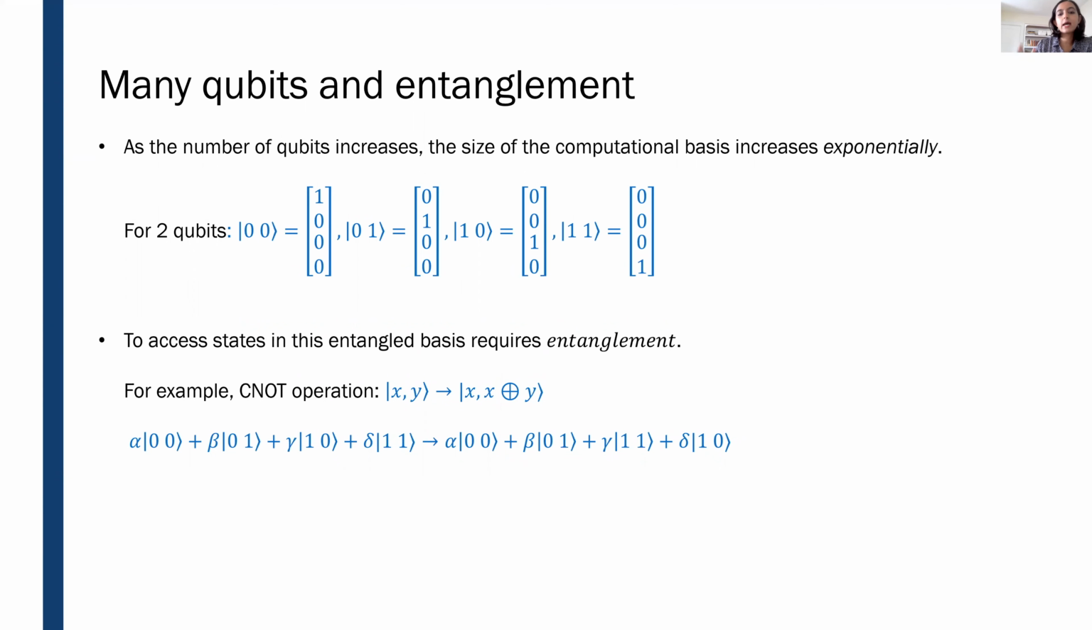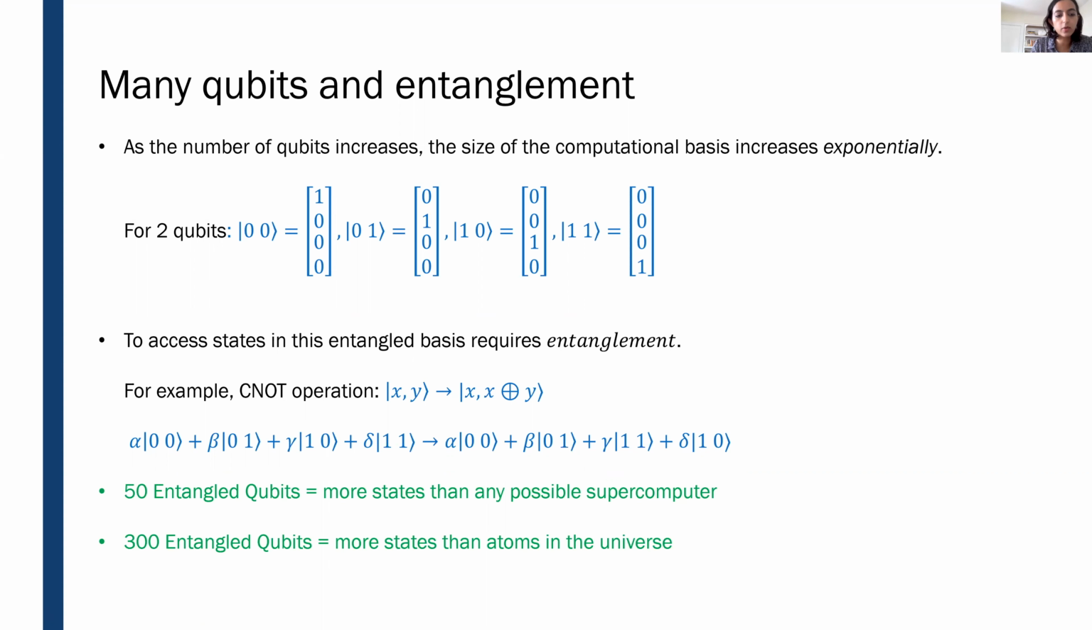So for example, an example of an entangling operation is a CNOT operation. So when you act with a CNOT on 2 qubits, one in state X and one in state Y, it gives you X and X plus Y modulo 2. So for instance, if you start with an arbitrary 2 qubit state and you act a CNOT on it, the 00 state will still go to the 00 state, 01 will go to 01, but if the first qubit is in 1, it will flip the state of the second qubit. So 10 will go to 11 and 11 will go to 10, right? So that's the example of an entangling operation.